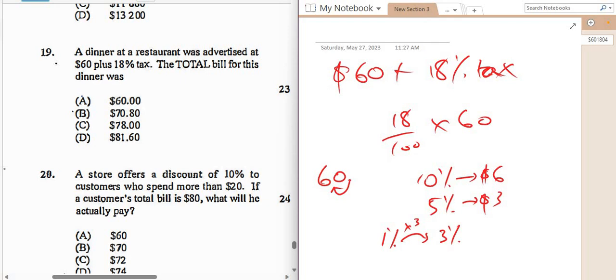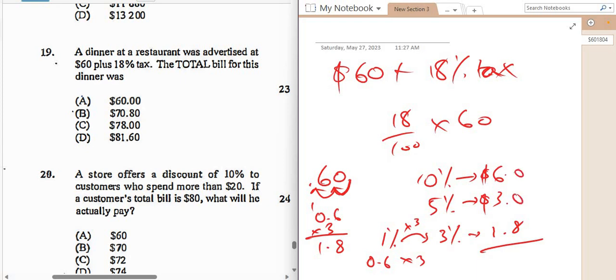So we have $60. I move 2 places to the left. How much will that give us? 0.6, right? So we have 0.6, and we need to multiply it by 3 to get 3%. So what is 0.6 times 3? 3 times 6 is what? 18. And 3 times 0 is 0, plus 1, gives 1.8. So we have 1.8. So what's the answer going to be?